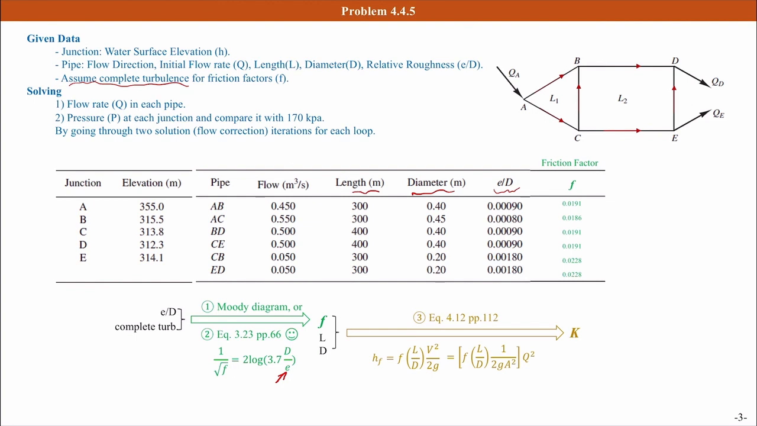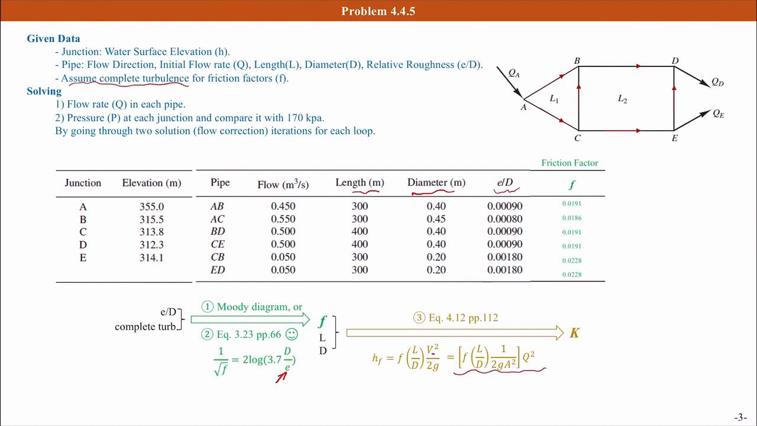The K is used to calculate the friction loss. We know the friction loss can be calculated by applying the Darcy-Weisbach equation. After we use the flow rate to represent the velocity, we can get the equation here.